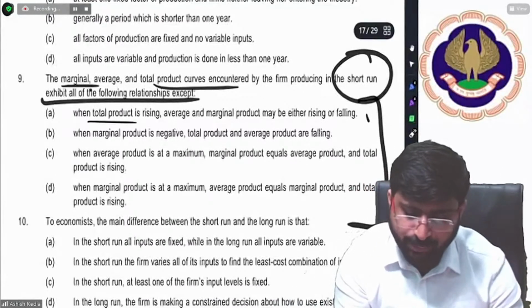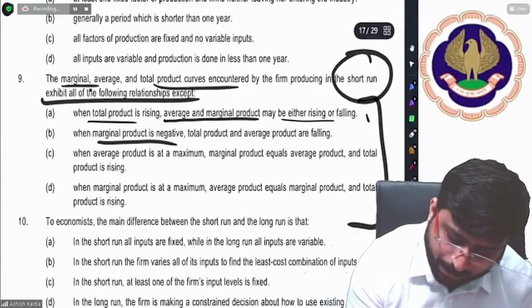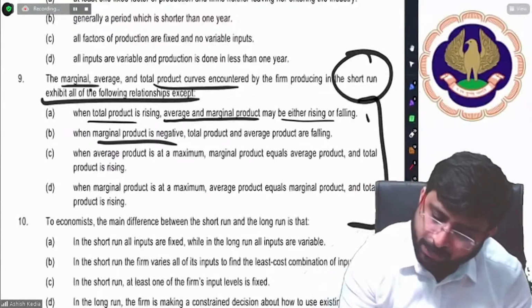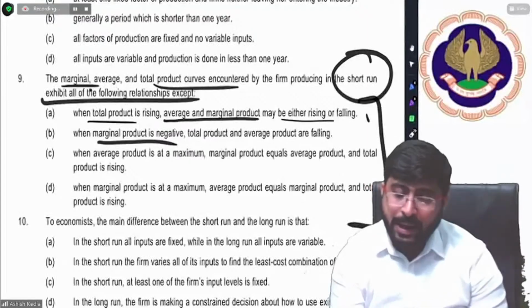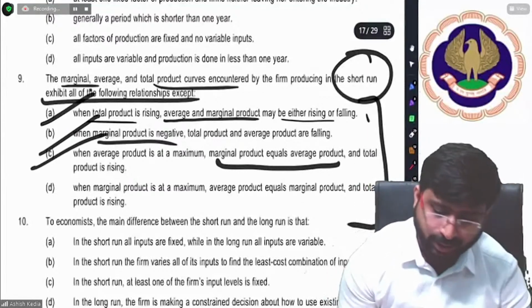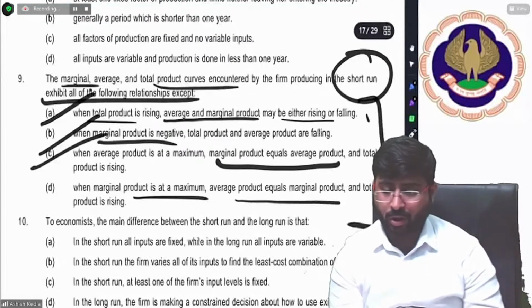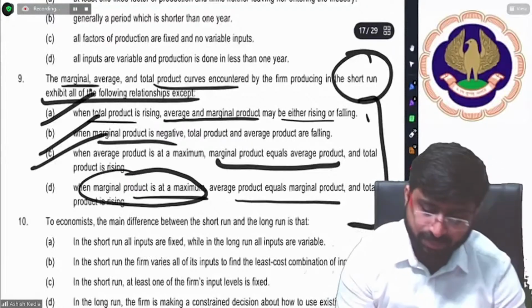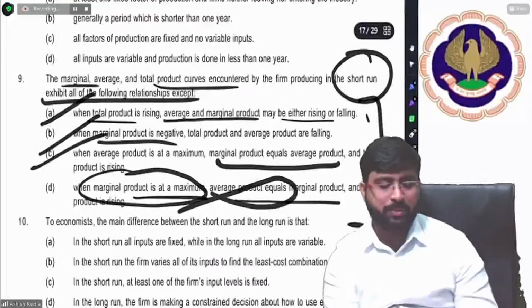See, when TP is rising, AP may either be rising or falling, correct? When MP is negative, TP and AP are falling, that's correct. When AP is at its maximum, MP equals AP, correct? And TP is rising, absolutely correct. When MP is at its maximum, wrong. When MP is at its maximum, AP is not equal to MP. So it's wrong. And our answer is option D.